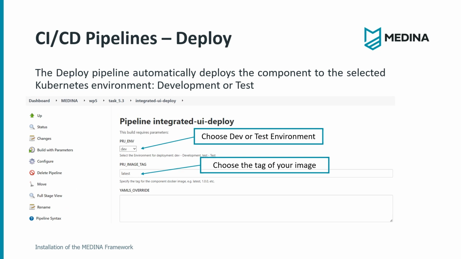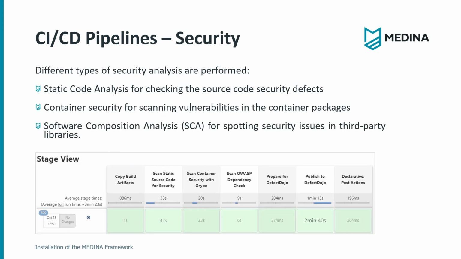This will automatically deploy the component to the development environment by default. From the appropriate drop-down menus, the user can select which Kubernetes environment to deploy and choose the image tag. Finally, the security pipeline starts automatically.